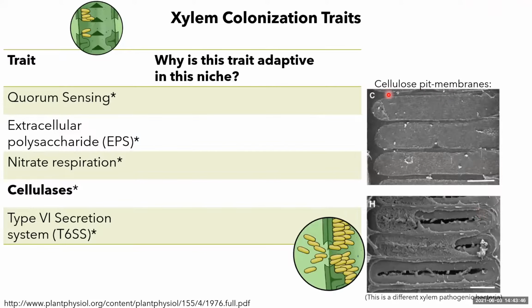But these membranes are made out of cellulose and pectin. And so a lot of xylem pathogens, and honestly plant pathogens in general, have secreted enzymes that degrade cellulose. So those are called cellulases. And they also have pectinases. But in Ralstonia's case, the cellulases are so much more important. And they really help it be able to move from vessel to vessel and break out.